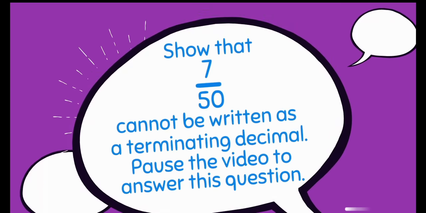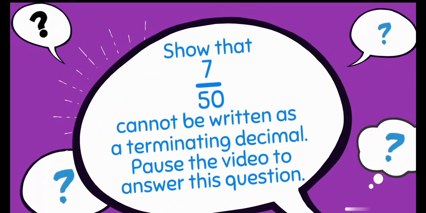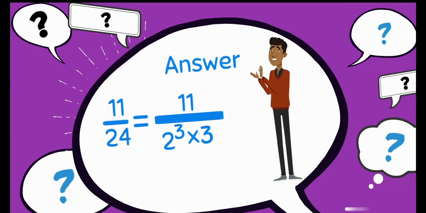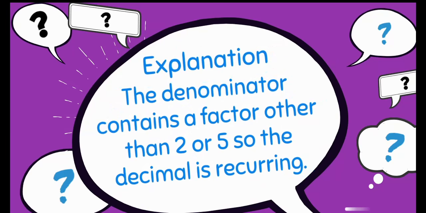Show that 7/50 cannot be written as a terminating decimal. Pause the video to answer this question. The answer is 11 over 2 cubed times 3. Explanation: the denominator contains a factor other than 2 or 5, so the decimal is recurring.